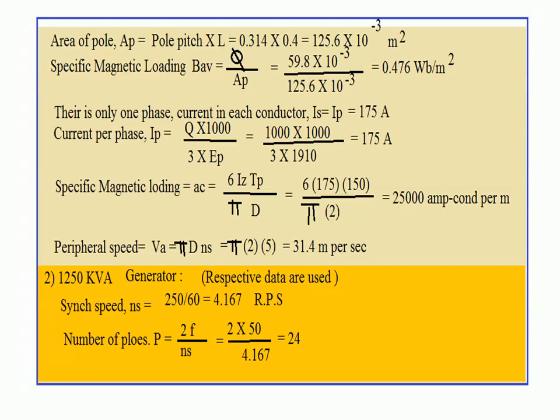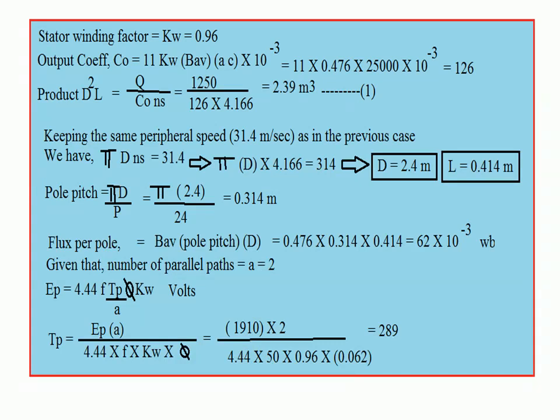Then you have to calculate peripheral speed Va equal to pi d into Ns. So this is the data over. By using specific magnetic loading and specific electric loading of this alternator can be used for second calculation. Number 2, for 1250 kVA alternator, you take the respective values, calculate the synchronous speed 250 by 60, then number of poles determine.